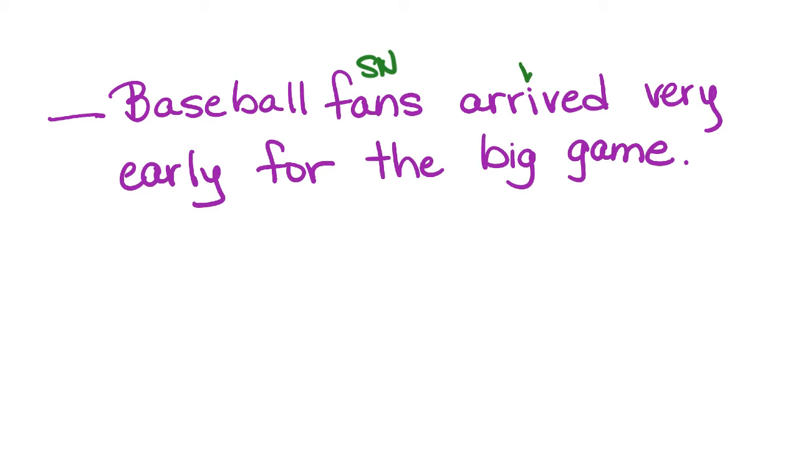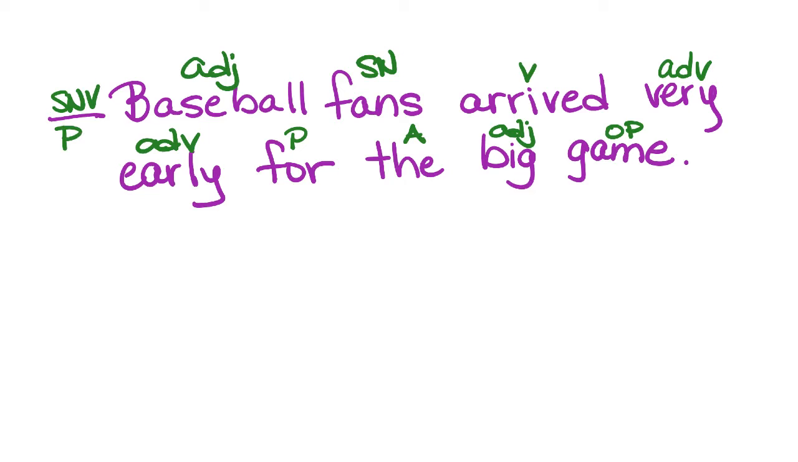Fans arrived. Verb. Arrived how? Early. Adverb. How early? Very early. Adverb. For. Preposition. For what? Game. Object of the preposition. What kind of game? Big. Adjective. The, article adjective. What kind of fans? Baseball fans. Adjective. Subject, noun, verb, pattern 1.